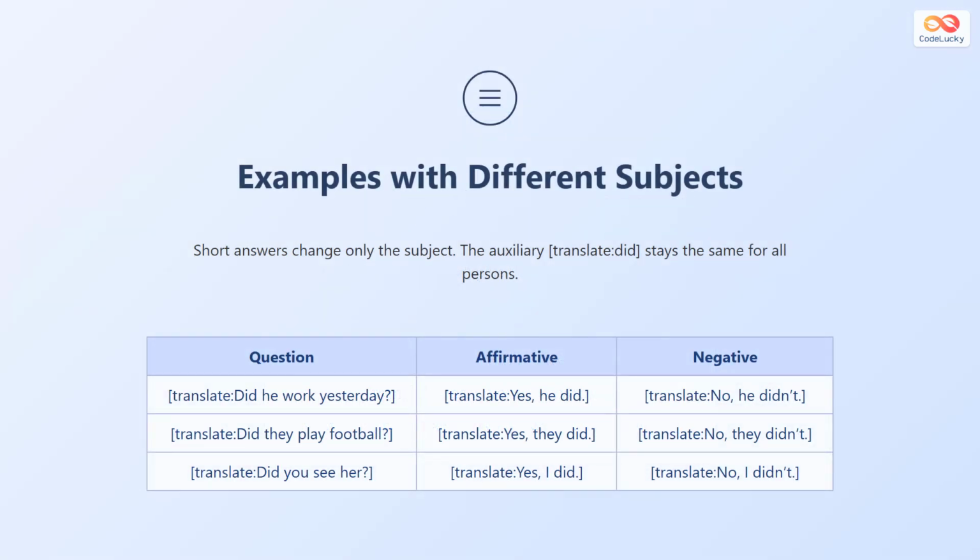The auxiliary verb did stays the same with all subjects. Only the subject pronoun changes. For example, "Did he work yesterday?" "Yes, he did," or "No, he did not." "Did they play football?" "Yes, they did," or "No, they did not." "Did you see her?" "Yes, I did," or "No, I did not."